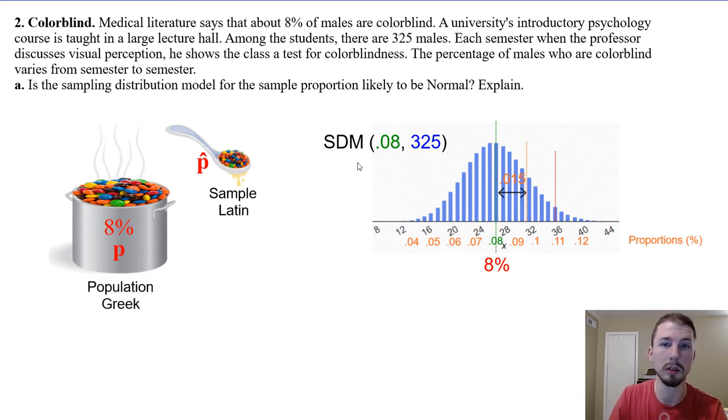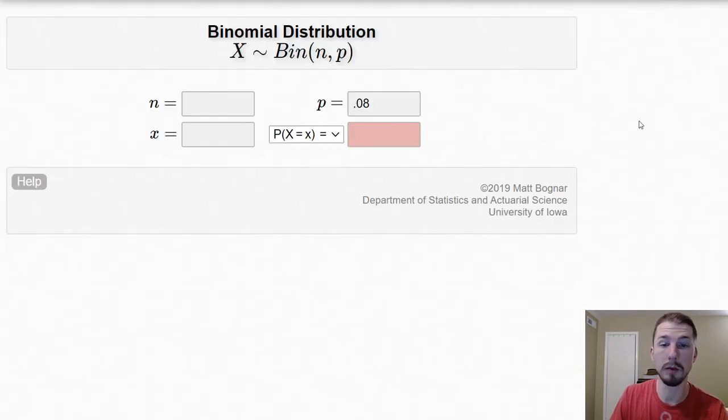The sampling distribution model is the distribution of all possible samples of a certain sample size. So in this case, if we have 325 males in a large lecture hall, and the true proportion is 8%, what would a random sample of 325 males be? Well, it would be centered at 8%, but we know there's going to be variation from sample to sample. Another sample of 325 may have slightly more than 8%, and another one slightly less than 8%. The actual sampling distribution model really comes from the binomial.